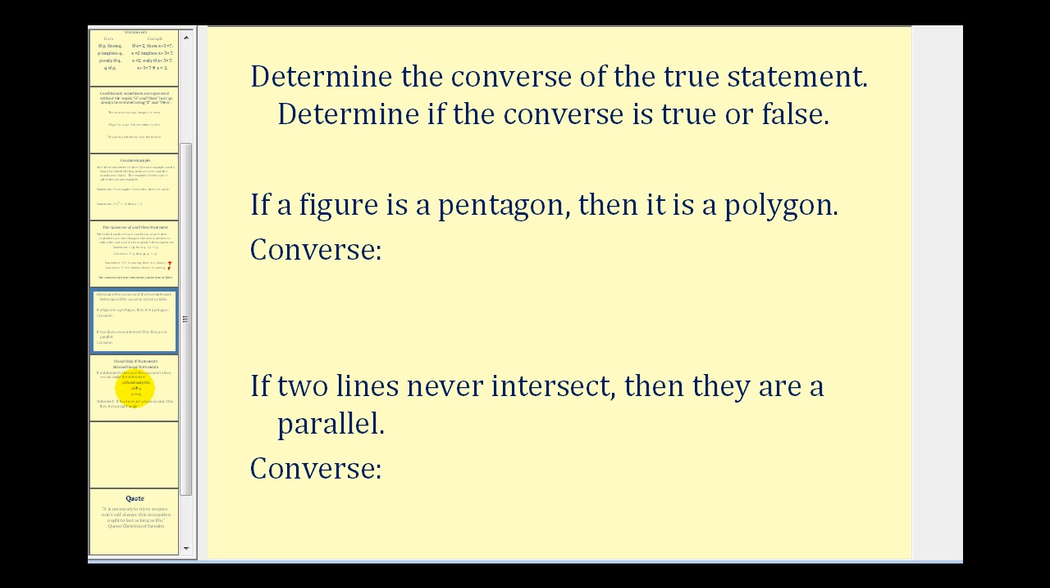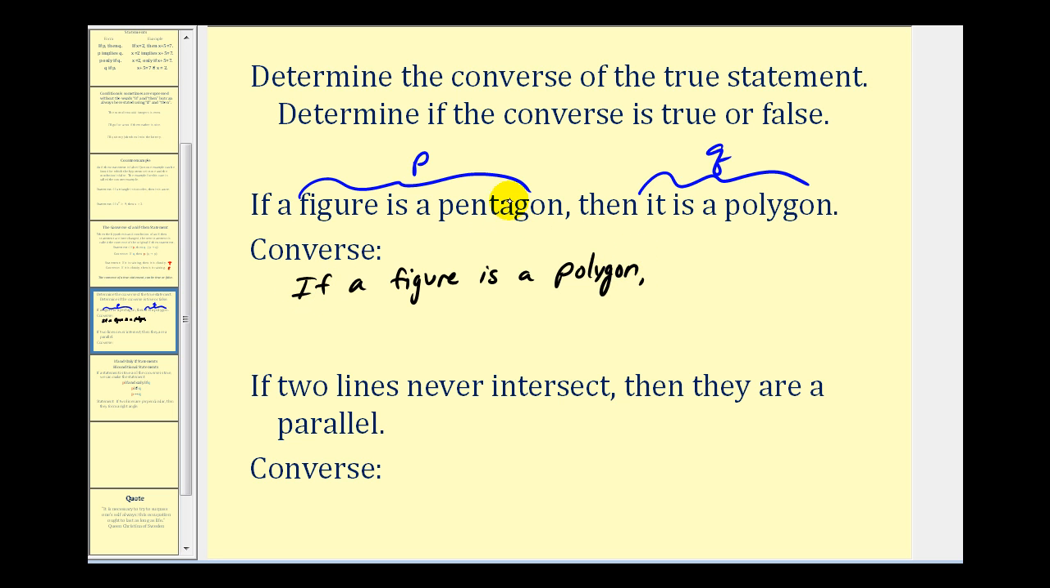So let's go ahead and determine the converse of these true statements, and then determine if the converse is true or false. If a figure is a pentagon, so this would be P, then it is a polygon, would be Q. So we're going to reverse the order, and the converse would be, if a figure is a polygon, then it is a pentagon. And this would be false, because if we can sketch a figure that's a polygon and not a pentagon, we have our counterexample. So for example, a triangle is a polygon, but it's not a pentagon, and therefore it shows the converse is false.